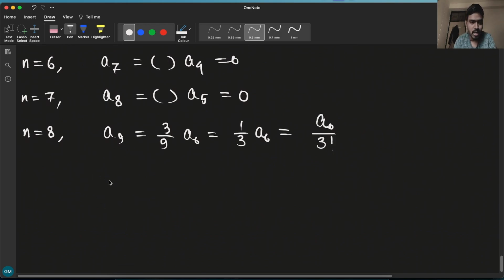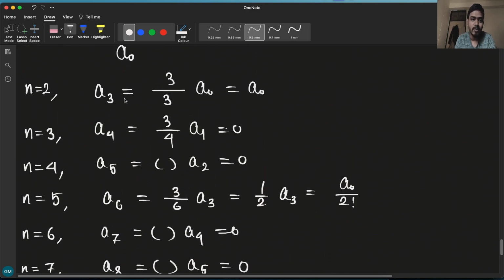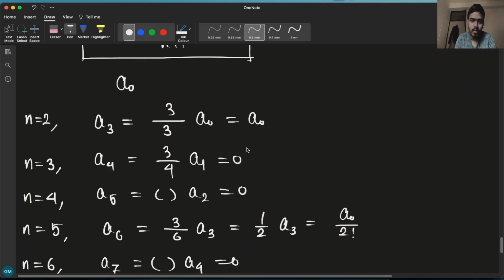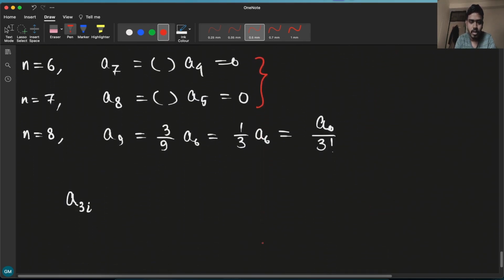So what we have is that only the a3i terms will survive. Only the terms whose indices are multiples of 3 are surviving. This is surviving, and the other two are not surviving. Then again this is surviving, and the other two are not surviving, and then again this is surviving.